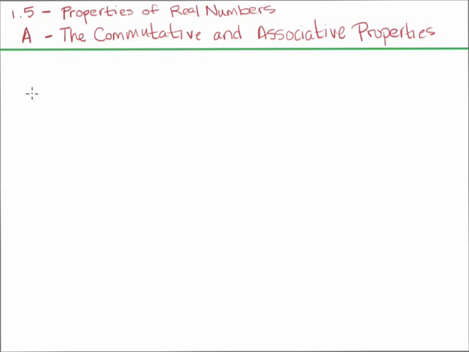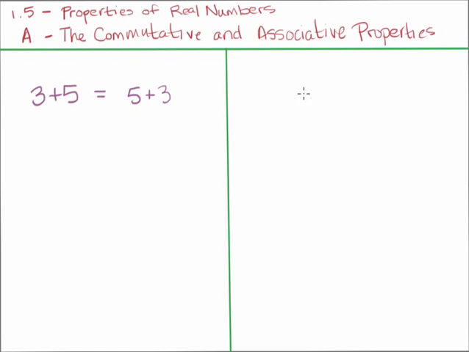Here's an addition problem. 3 plus 5. The answer is 8. But we're not interested in the answer. We're interested in the actual problem. What the commutative property says is that instead of 3 plus 5, I can write 5 plus 3. That's the commutative property of addition. Each side of this is equal to 8.